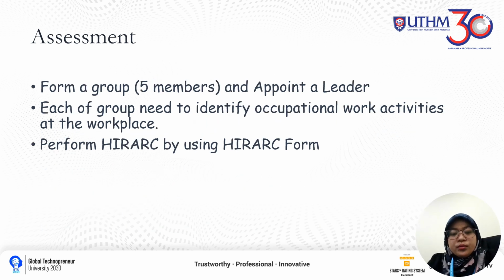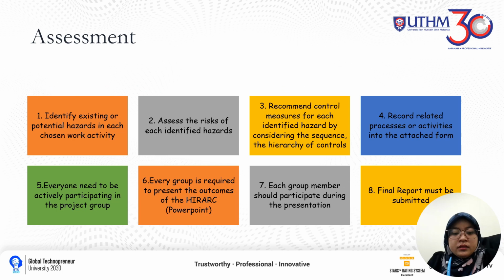So what you should do, you need to form a group of 5 members and appoint a leader. Each group needs to identify a work activity at the workplace, and then later perform HIRARC by using the HIRARC form. First, you have to identify existing or potential hazards in each chosen work activity. And then you have to assess the risk of each identified hazard. Third, you have to recommend control measures for each identified hazard by considering the hierarchy of control. Fourth, you have to record related processes or activities into the attached form.